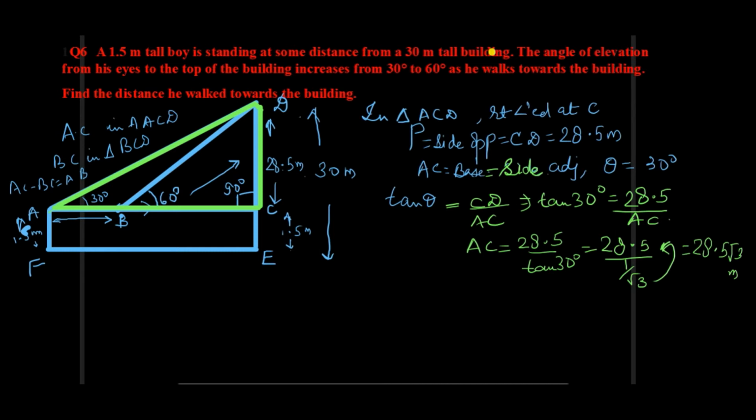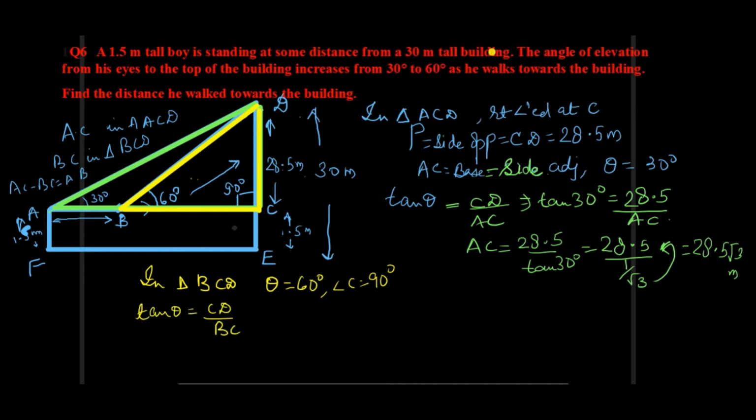Now next quickly we'll do, in the smaller triangle, that means now I'm considering this triangle BCD. In triangle BCD, theta is equal to 60 degree and angle C is equal to 90 degree, that you know. Again we'll make use of tan theta, so tan theta will be CD upon BC now, because the triangle is BCD.